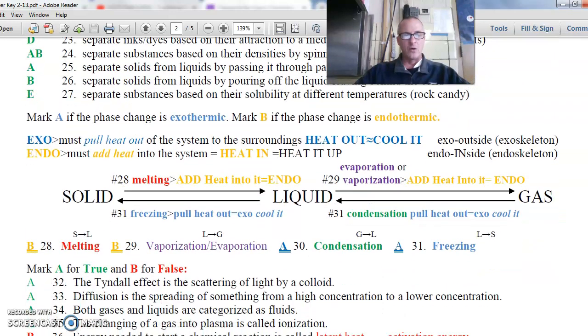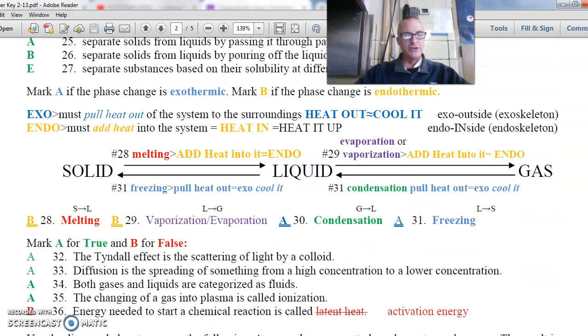We can correspond. Now, when we get to 28 through 31, these are worth going over in terms of understanding the concepts behind these questions. So on all of these, they're wanting to know, is this process exothermic or is it endothermic? You were supposed to mark A if it's exo. You were supposed to mark B if it's endo.